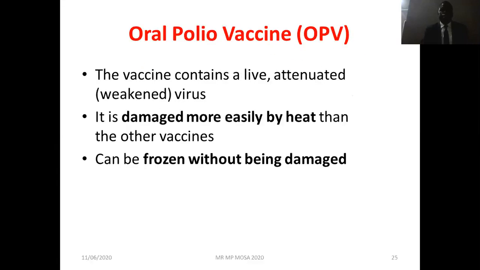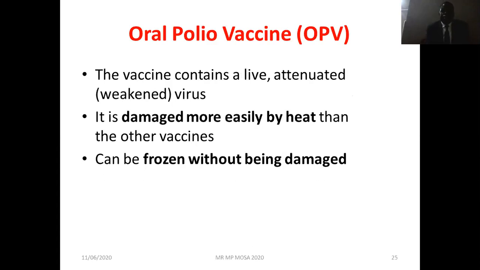Let us look at oral polio vaccine, OPV. The vaccine contains a live attenuated, weakened virus. It is damaged more easily by heat than the other vaccines. So this gets easily damaged.